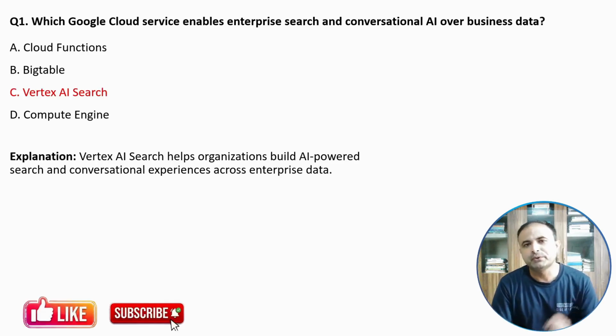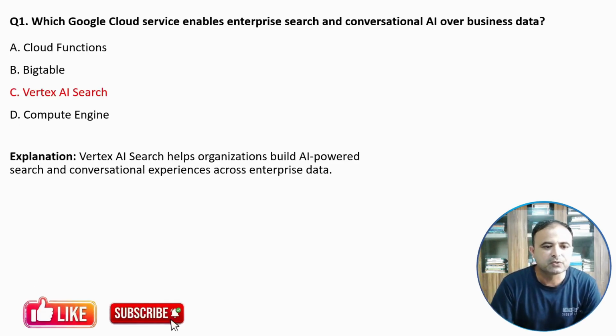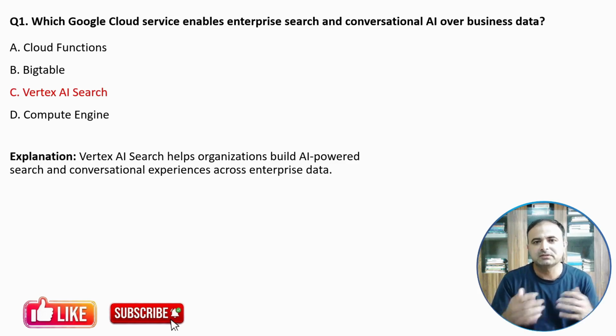Now I want to discuss this question: which Google Cloud service enables enterprise search and conversational AI over business data? The Google Cloud service that enables this is Vertex AI Search. Vertex AI Search helps organizations build AI-powered search and conversational experiences across enterprise data. So Google enterprise-related information should be known.